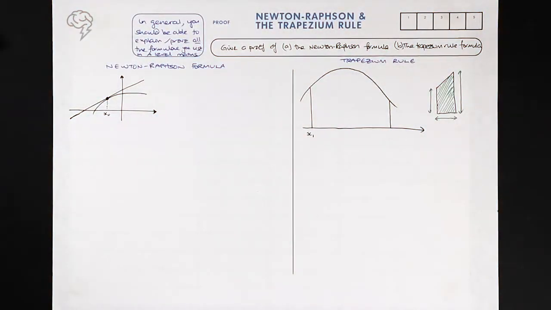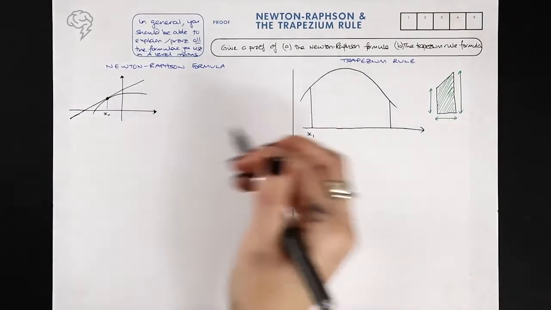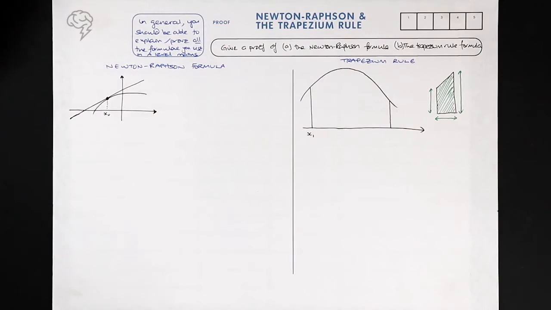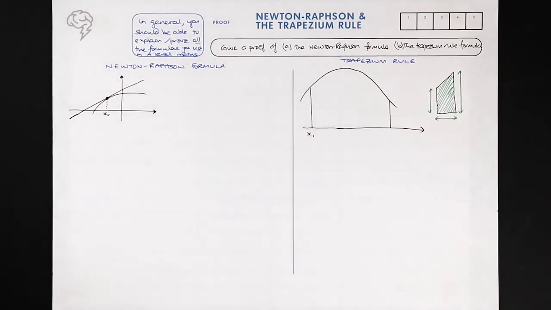You really should be able to prove all of the formulae that you use in the A-level, but these two in particular, it's good to be able to explain to the examiner that you know what's going on and you could be asked to prove it. So let's look at Newton-Raphson first.